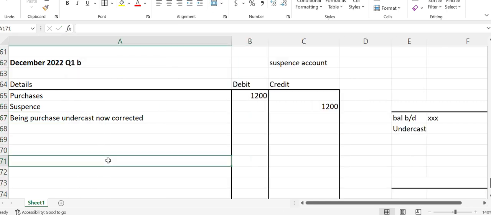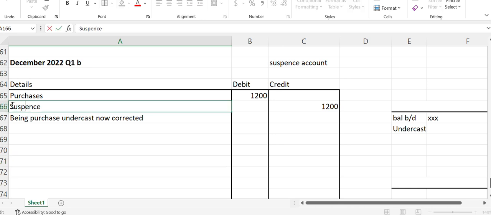Okay, as simple as that. And for your case, because you'll be doing this on a piece of paper, the one appearing on the credit side should be some few inches inside. For example here, suspense, you can see it's not on the same level as purchases. Kwa sawa mpaka hapo?